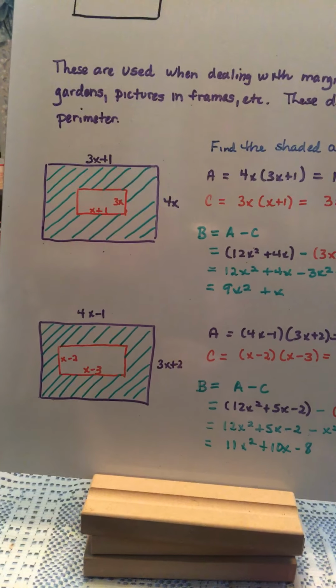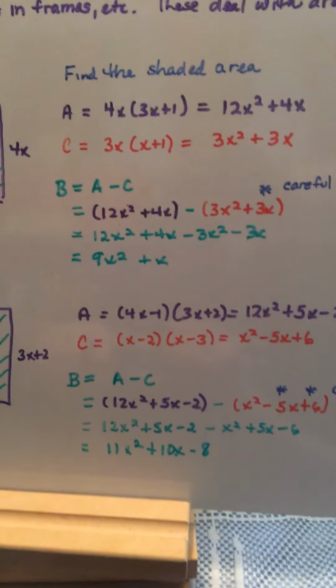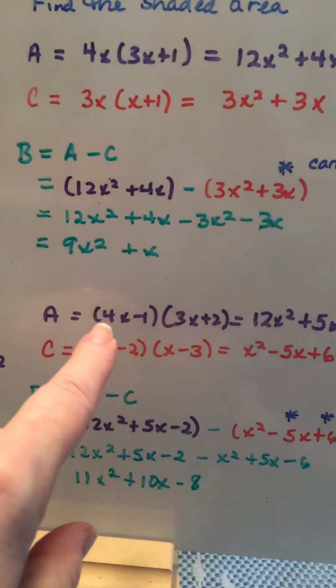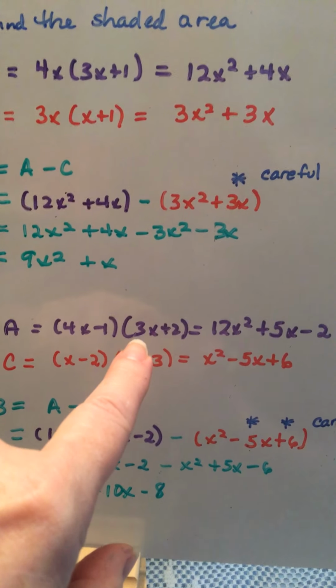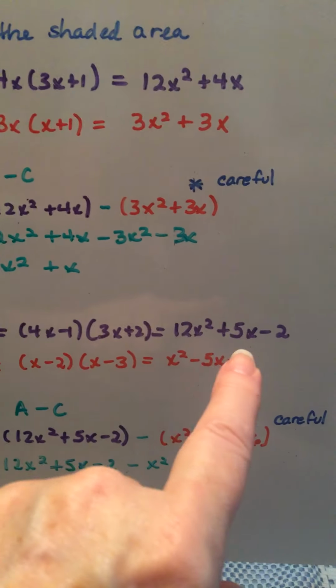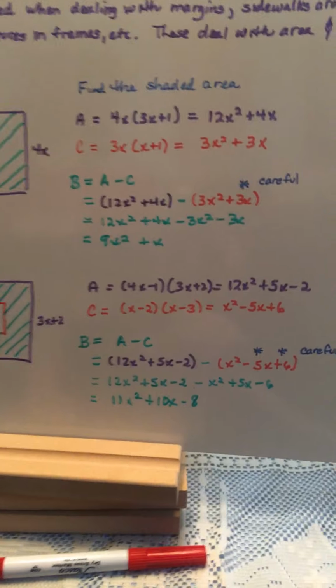I give you a similar figure, but this time I'm giving you binomials. And I'm hoping at this point in your career you don't have to write them all out, that you can go 4 times 2 is 8, and negative 1 times 3 is negative 3, and 8 minus 3 is 5 in your head. But if not, go ahead and show it.